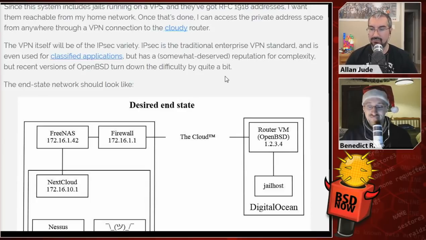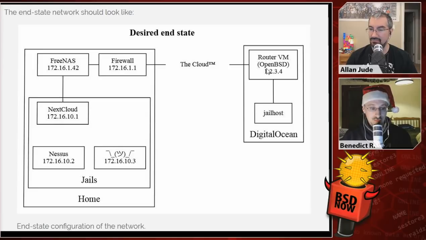So they have a little diagram here. At DigitalOcean, they'll have an OpenBSD VM doing the routing and a FreeBSD VM as the jail. And then that will connect to their firewall at home and their FreeNAS, which contains a Nextcloud jail, a Nessus jail, and some other jail. Oh yeah, I'll walk through definitely that.